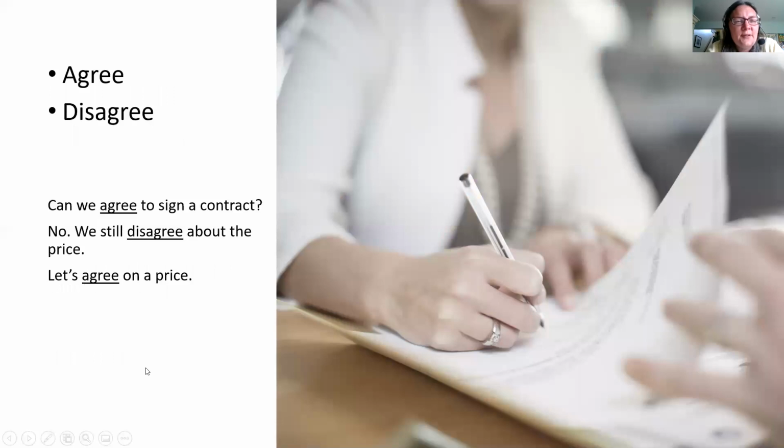All right, now we have agree and disagree. This is just simply an opposite pair. Can we agree to sign a contract? No, we still disagree about the price, right? Let's agree on a price. Those are pretty easy, right? But we wouldn't say, are we agreeing to sign a contract? No, no, no. Now remember, no progressive form, no ing.